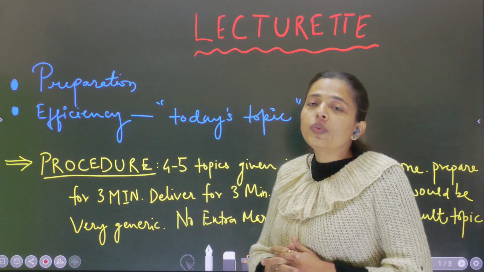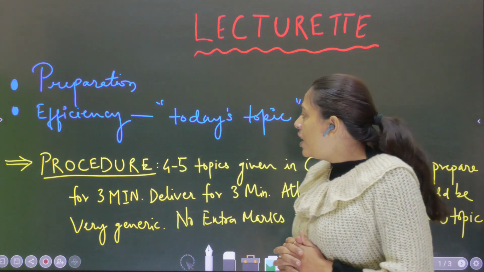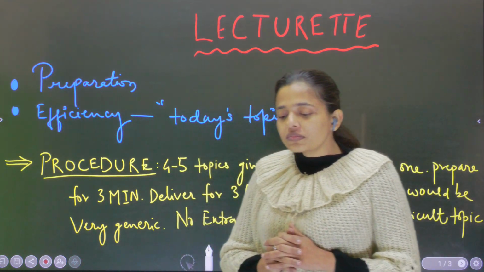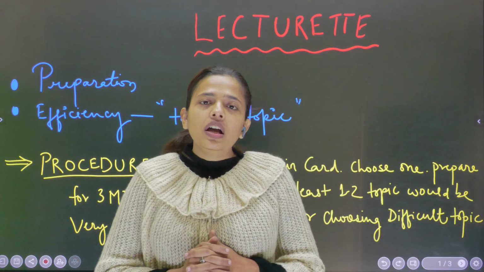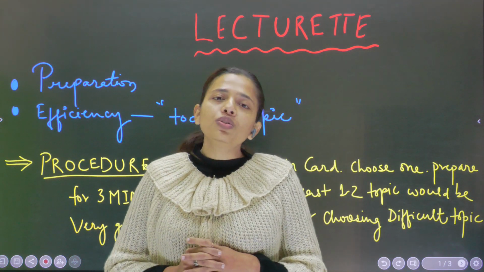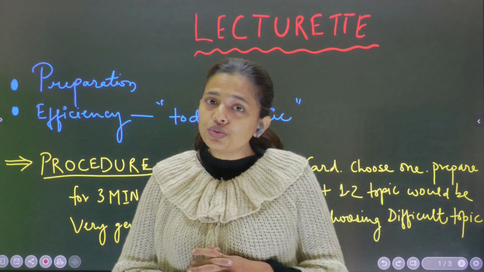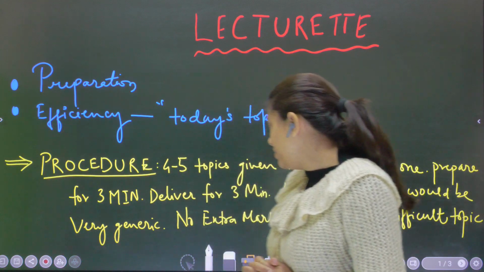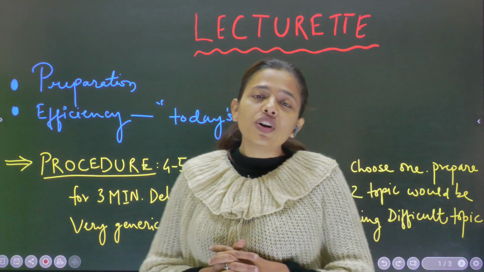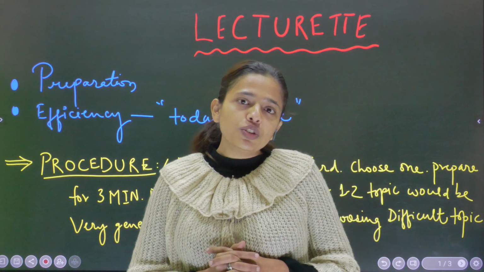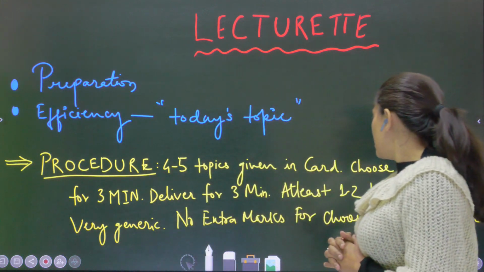We are going to talk over efficiency of lecturate. So the procedure is that you would be given a card, and in that card you would be having 4 to 5 topics, and you have to choose one topic among those 4 to 5 topics. You have to go for the delivery of lecturate, and the time would be 3 minutes. Total time is 3 minutes.